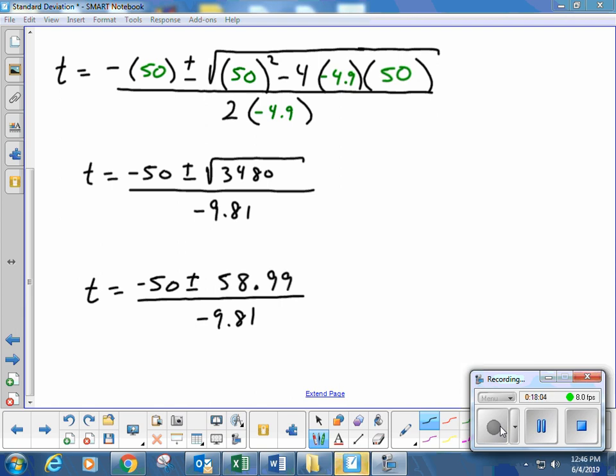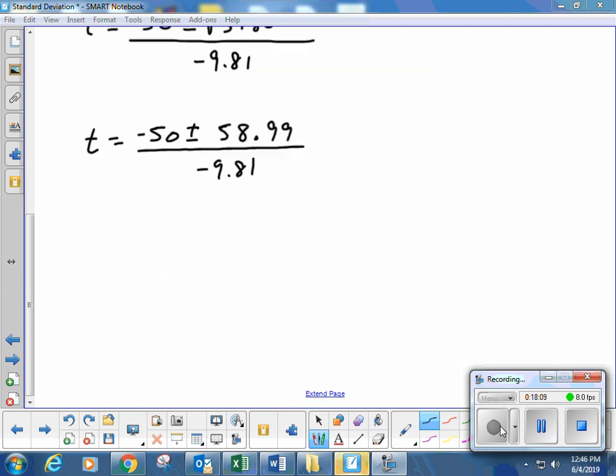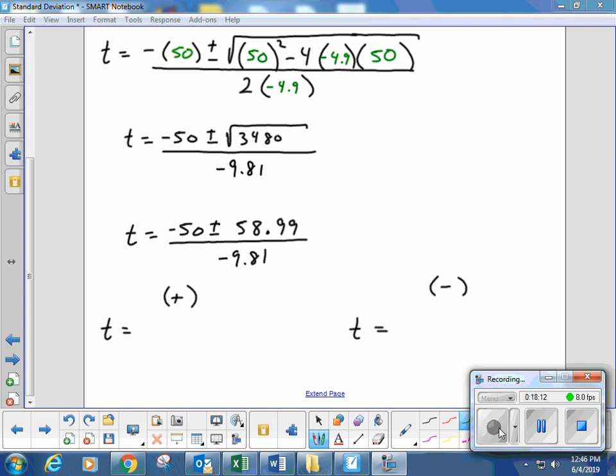Okay, so now I have to continue to solve this thing. I'm going to use my plus and minus. We'll do it once as a plus, and we'll do it once as a minus, and we'll get two answers. Let's find out what those are going to be. So in my calculator here, I have negative 50 plus 58.99, and I'm going to divide that by negative 9.8. I'm cheating a little bit by putting the 9.81, but it's 9.81, we're calling it. And I'm coming up with an answer of 11.11. That would be seconds.